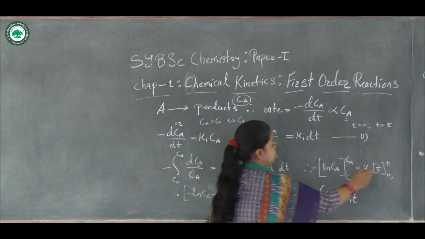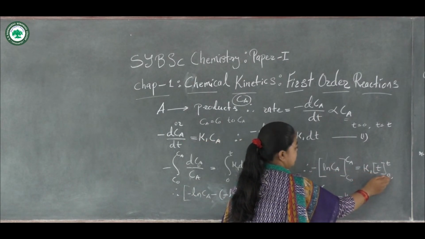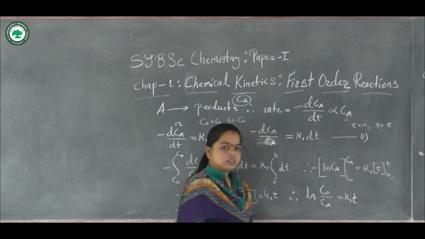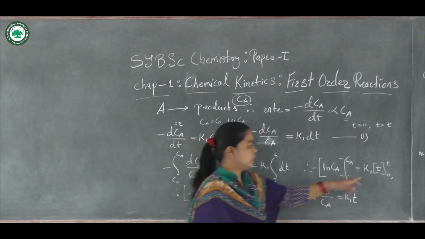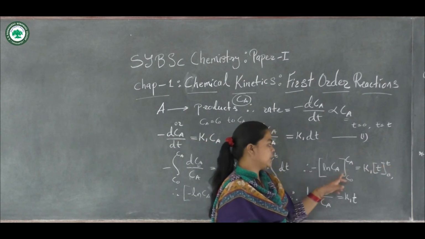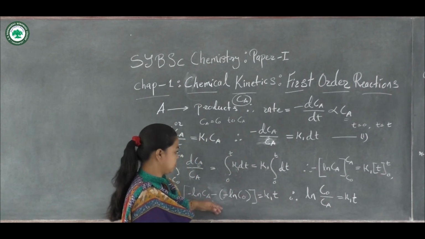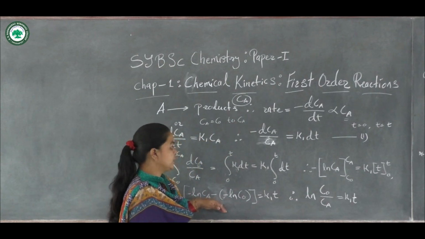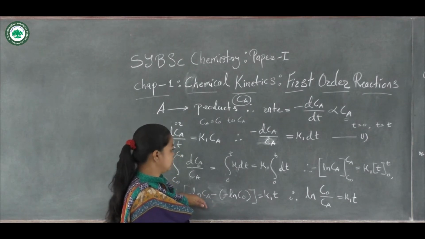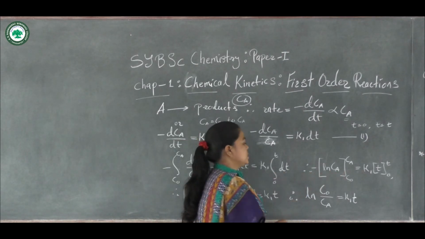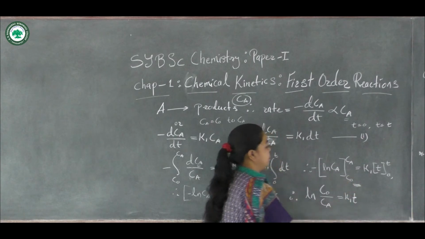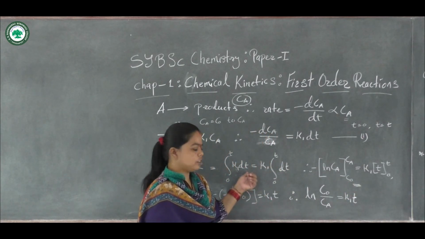So t shows the limits between 0 to t. t is the time, so we are getting the limit 0 to t. So we are getting this equation. Now again rearranging this equation, we are getting the minus, this equation, which is obtained from this equation.